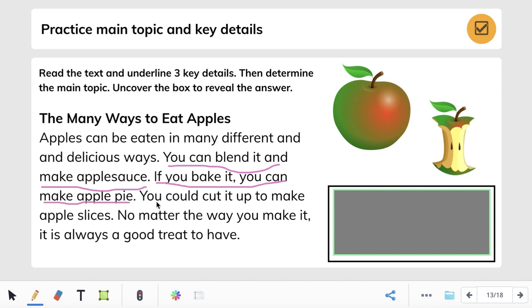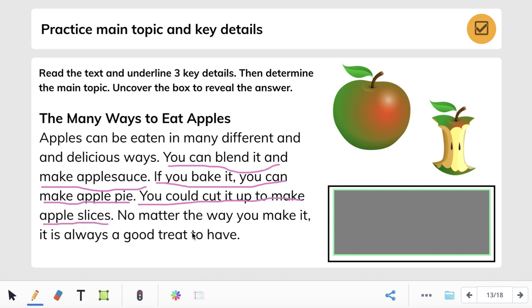Ready? My turn. You could cut it up to make apple slices. Your turn. Is that a key detail? Yes, it's a key detail, so we need to underline it.